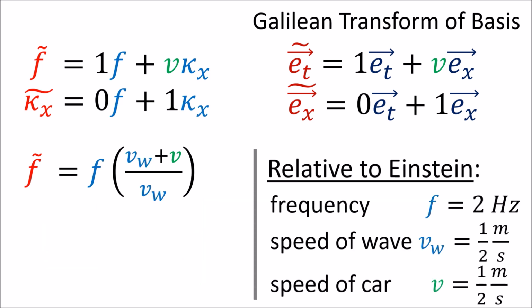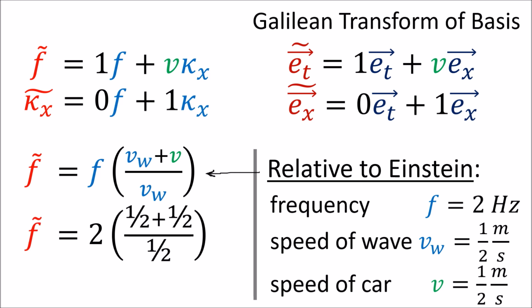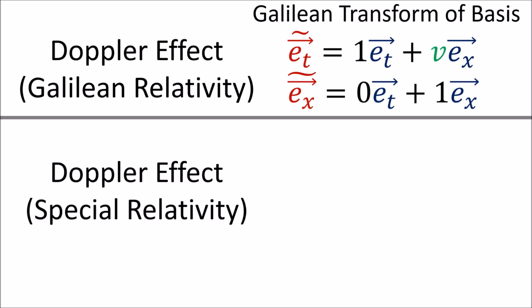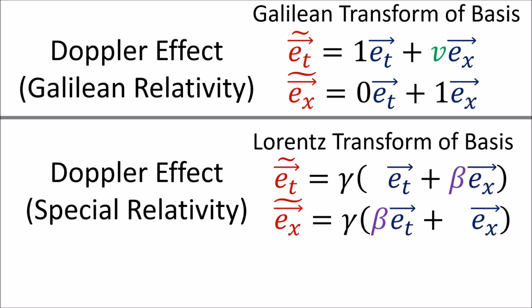And if we plug in the values for the wave frequency, wave speed, and car speed according to Einstein, we get that the car measures a frequency of 4 Hz, as expected. So what we just covered was the Doppler effect in Galilean relativity, which used the Galilean transformation of the basis vectors. Now let's look at the Doppler effect in special relativity, which uses the Lorentz transformation of spacetime basis vectors.